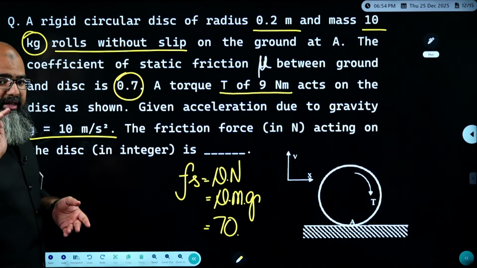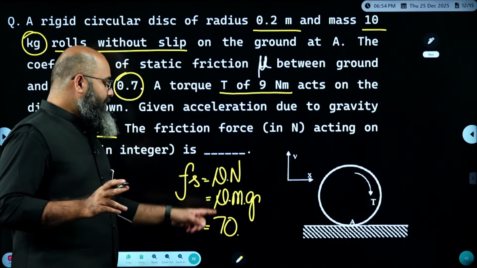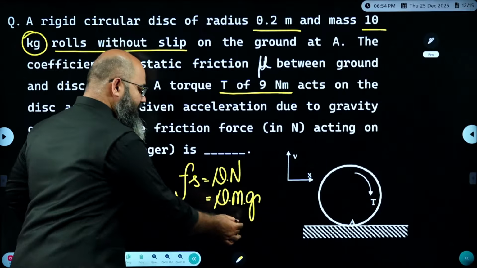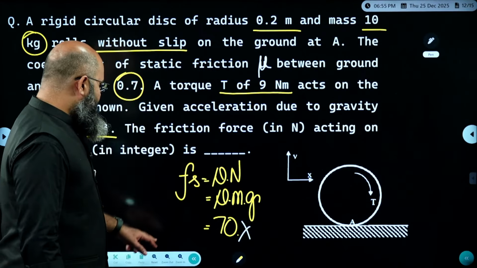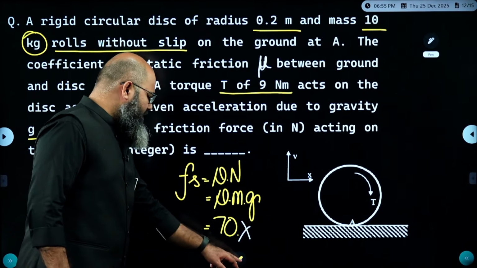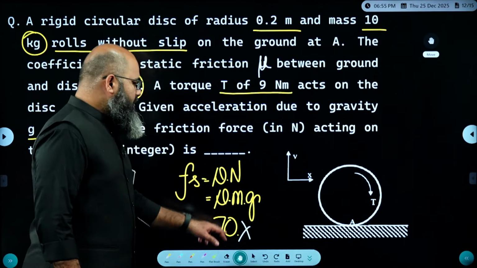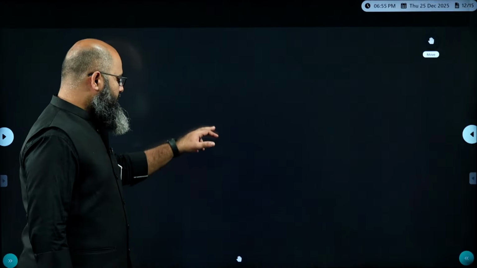Slip is taking place then. So now I have to check, the value should come out to be less than 70. 70 is not your answer. You have to check now. It should be less than 70 or equal to 70. At worst case scenario, equal to 70. Now let us see.